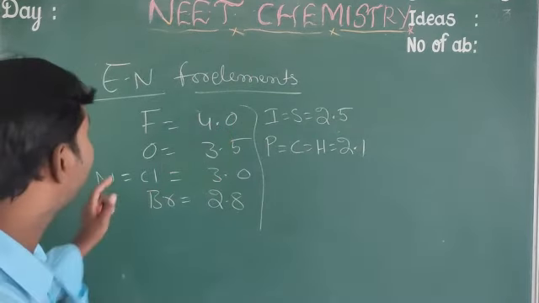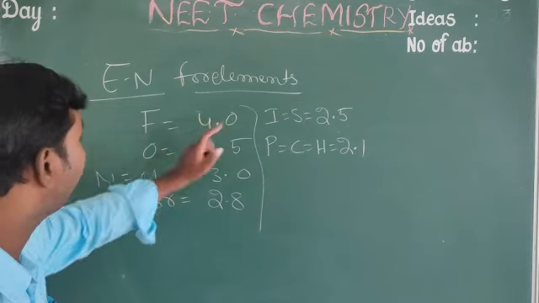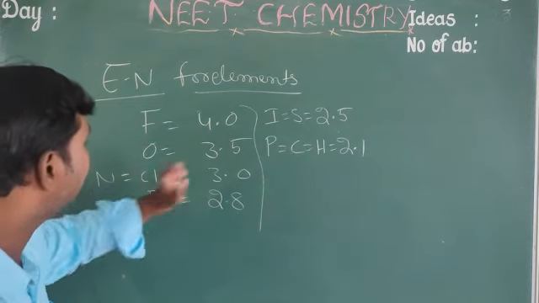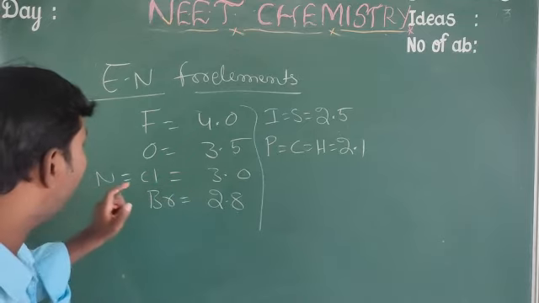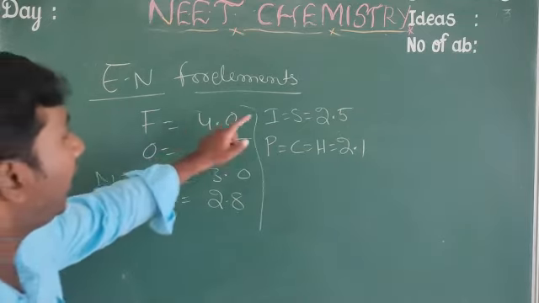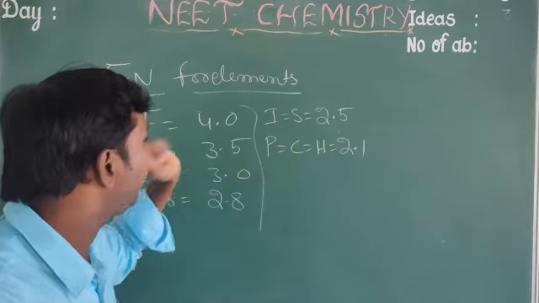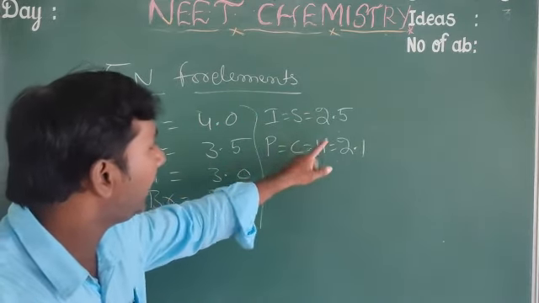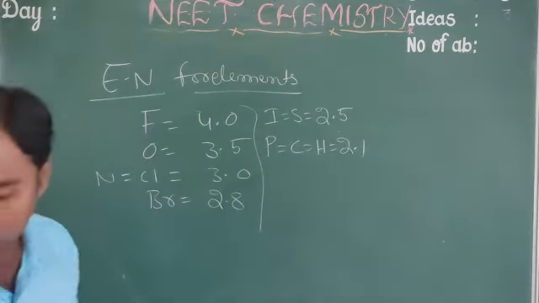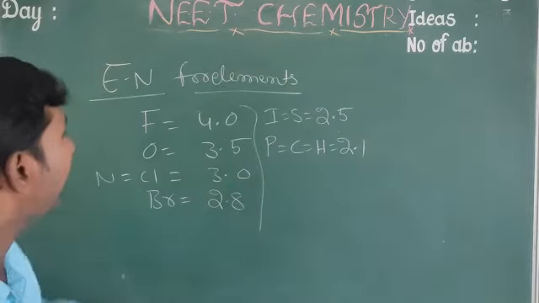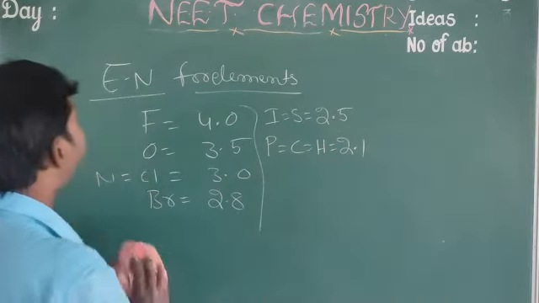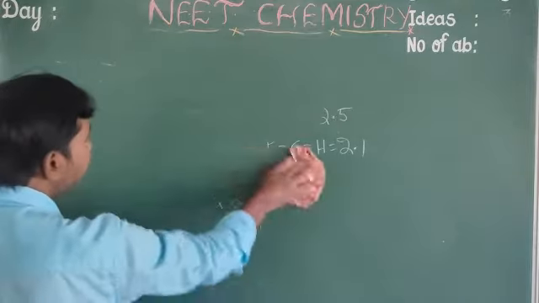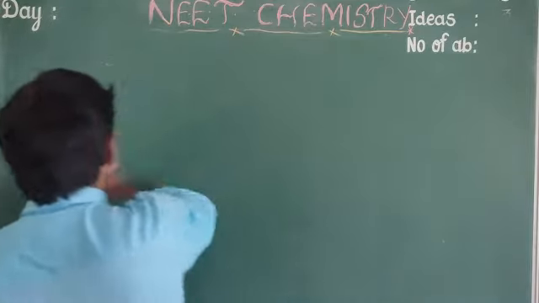Remember, fluorine has the highest electronegativity value, 4.0, then oxygen 3.5, nitrogen and chlorine 3.0, bromine 2.8, iodine and sulfur 2.5, phosphorus, carbon and hydrogen 2.1. These are the general electronegativity values, just for an idea. Okay.